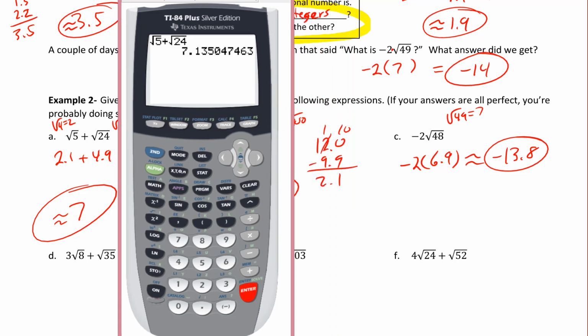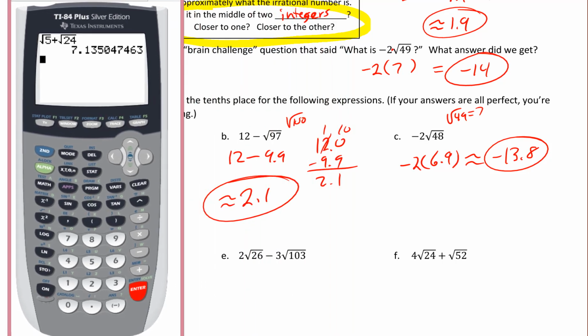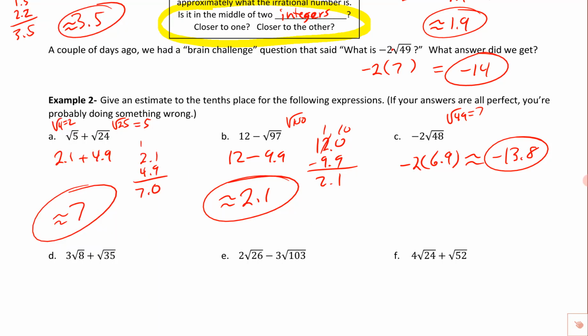The next one, let's slide this over. We've got 12 minus the square root of 97. Now we think the answer is about 2.1. Gosh, we're really close. We're within 5/100ths on that one, and that was just an estimate. And then let's check this one, negative 2, and then the square root of 48, 13.85. Yeah, really close. Again, we didn't have to take any time to throw anything into the calculator. We've just got our good estimates sitting right there.